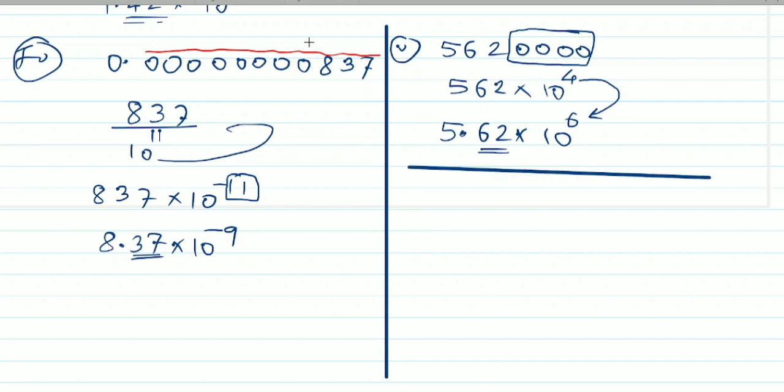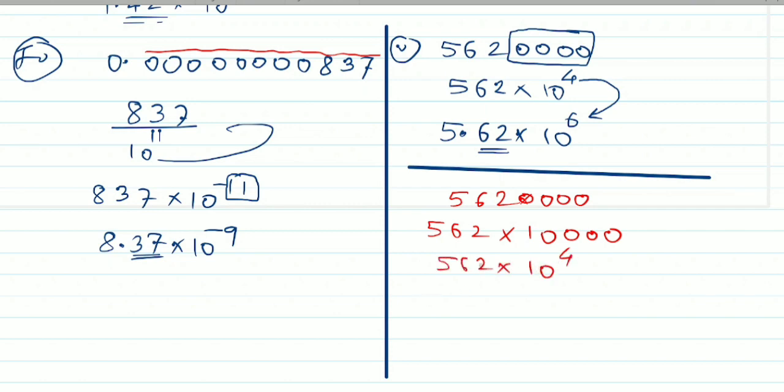Now I am going to explain this same question step by step. So let's see. It was 562,000. So it is actually 562 multiplied by 10,000 as there were 4 zeros. Now I can write this 10,000 as 10 raised to power 4. In the next step, I write this 562 as 5.62 into 100. It becomes 5.62 into 100 multiplied by 10 raised to 4 as it is.